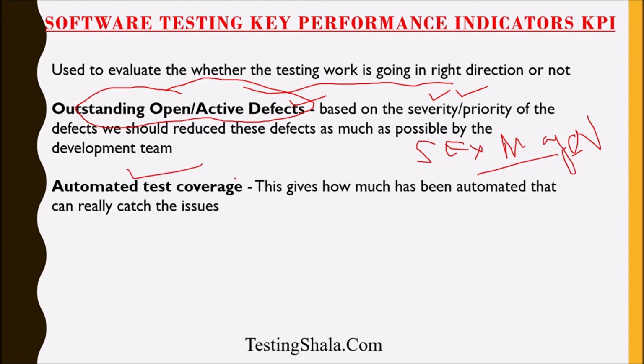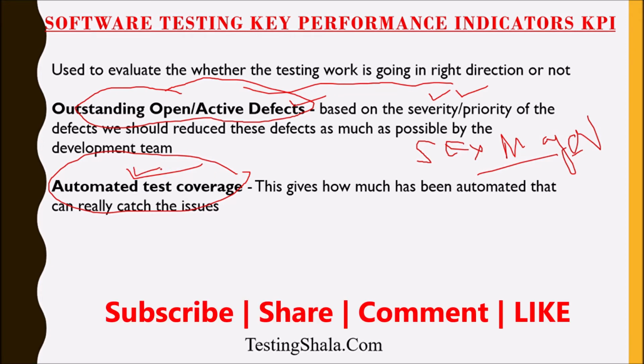The second thing is our test coverage using purely automation. This also gives an indication whether we have rightly invested in automation or not, and whether we can get the results as quickly as possible or not. So these indications will help the management put more investment or more people into bringing more automated coverage so that we can get the results as quickly as possible.